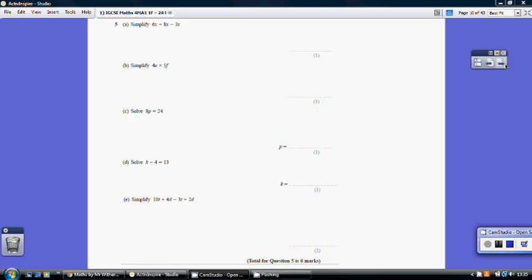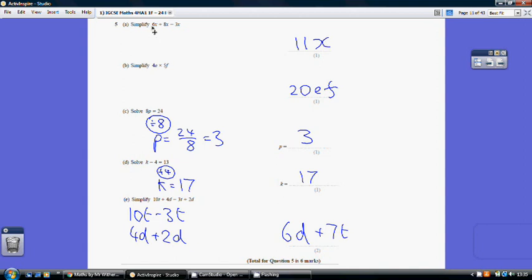Question 5. So 6x plus 8x minus 3x. Well, 6x plus 8x is 14x. Take away 3x is 11x. Now part B, we're just multiplying these together, so that's 4 times E times 5 times F. Do the numbers together first of all. 4 5s are 20, so it's 20 times E times F, so 20EF.